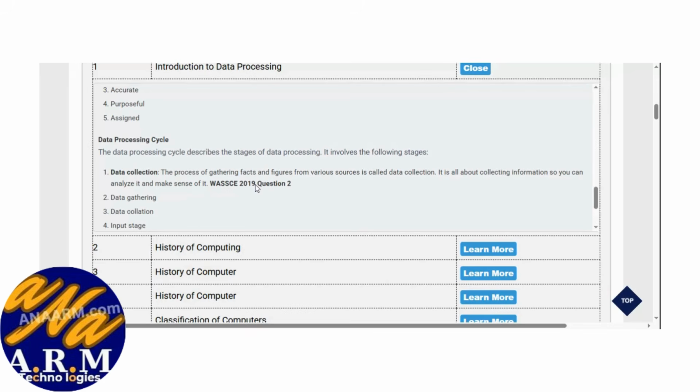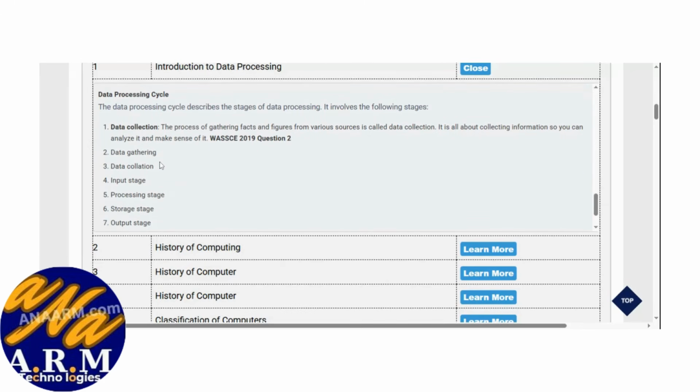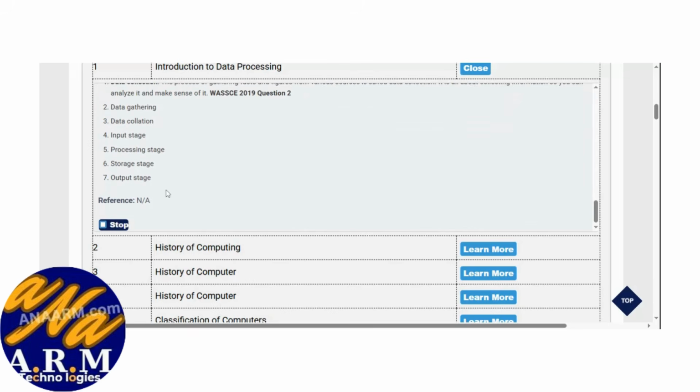WASSCE 2019 Question 2. Data gathering. Data collation. Input stage. Processing stage. Storage stage. Output stage.